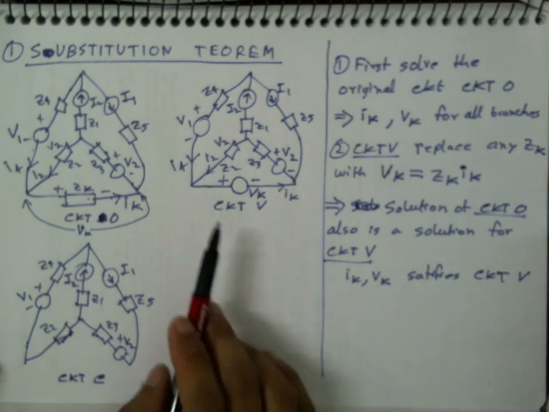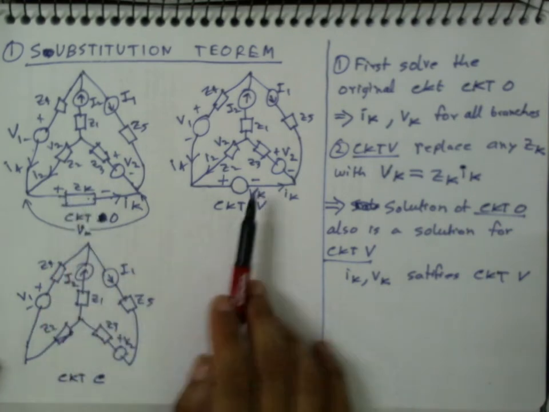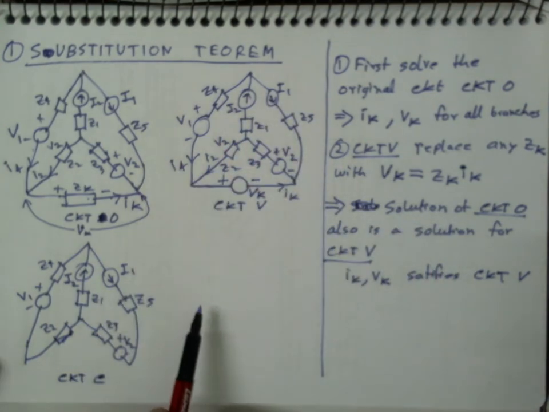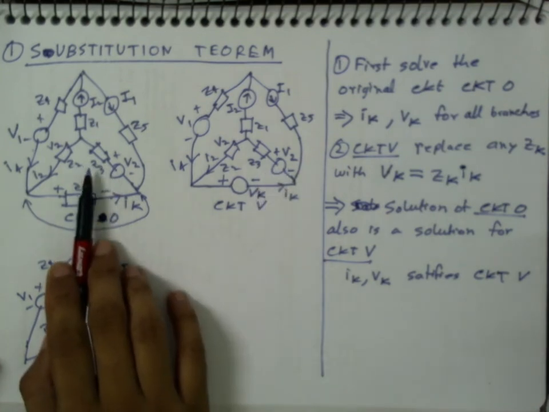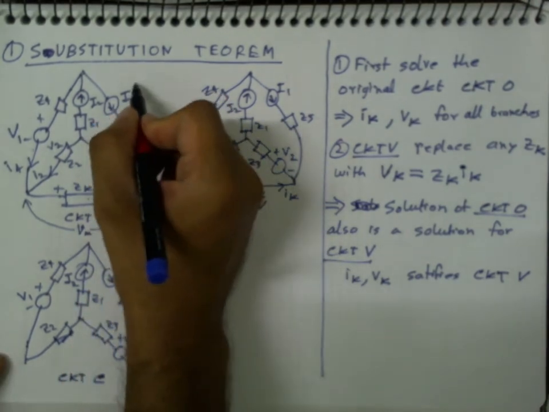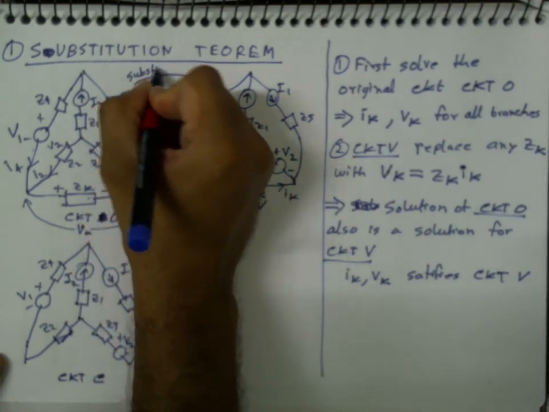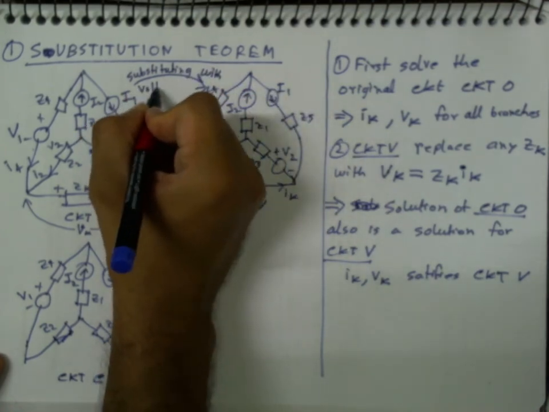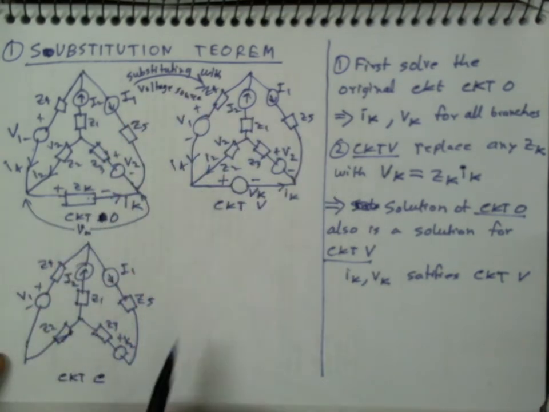Or in other words, I can also say that instead of solving this circuit, I can replace this branch with this voltage source and then solve this circuit, and the solution that I will obtain here should be the same as this one. And this is how we have done it. So we have come from this circuit to this circuit by substituting with a voltage source. So this branch is substituted with the voltage source.